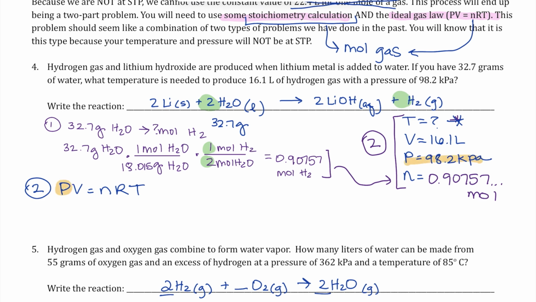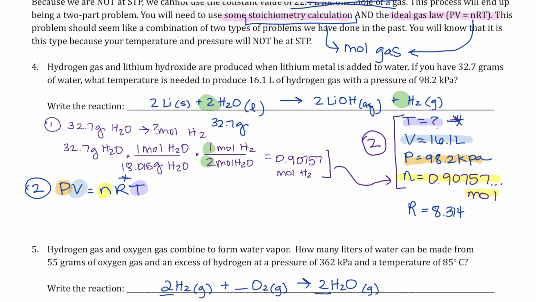I am given volume, we just found moles, and I'm looking for temperature, I'm looking for T. We don't want to forget that we know R because that is our gas constant. And so we know that R is 8.314 from our formula sheet. So now we can go through and solve for temperature, however you prefer to solve.